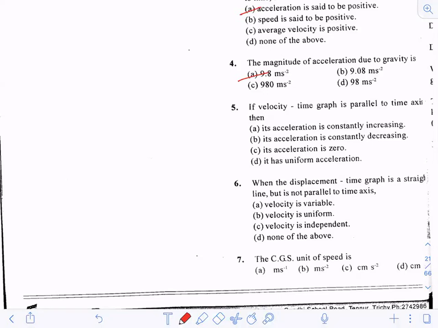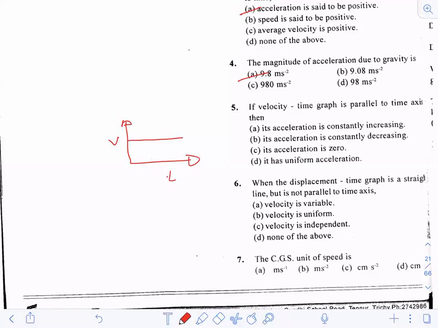If velocity time graph is parallel to time axis, then let us draw that graph and try to see. This is for question number 5. Velocity time graph is parallel to time axis. This is velocity, this is time axis. So this means velocity is constant.